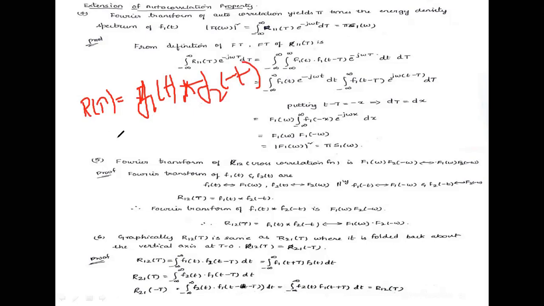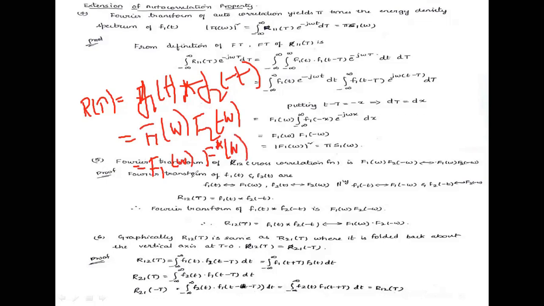Apply the Fourier transformation here. What is the first one? F1 of omega, and the second one is a product, F2 of minus omega, because it is a negative value there. Or it is also equivalent to F1 of omega with F star of omega. So it becomes equal to the squared magnitude of F of omega. Got it, my students?